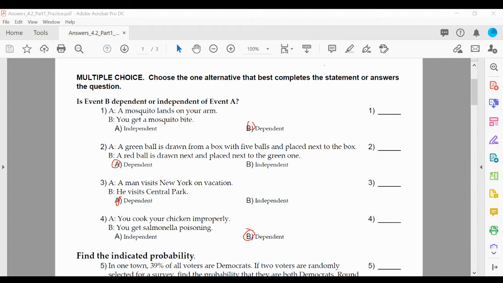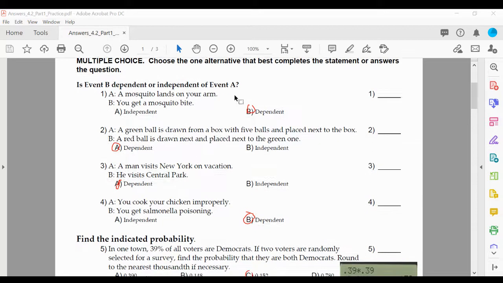Number one, a mosquito lands on your arm, you get bit. Well, yeah, the fact that the mosquito landed on your arm would definitely increase the probability that you're going to get bit as opposed to a mosquito not landing on your arm.